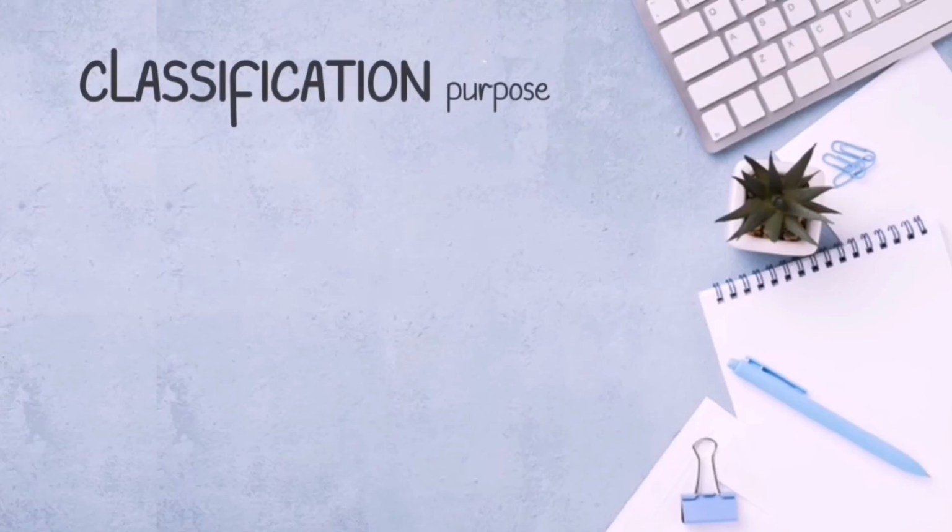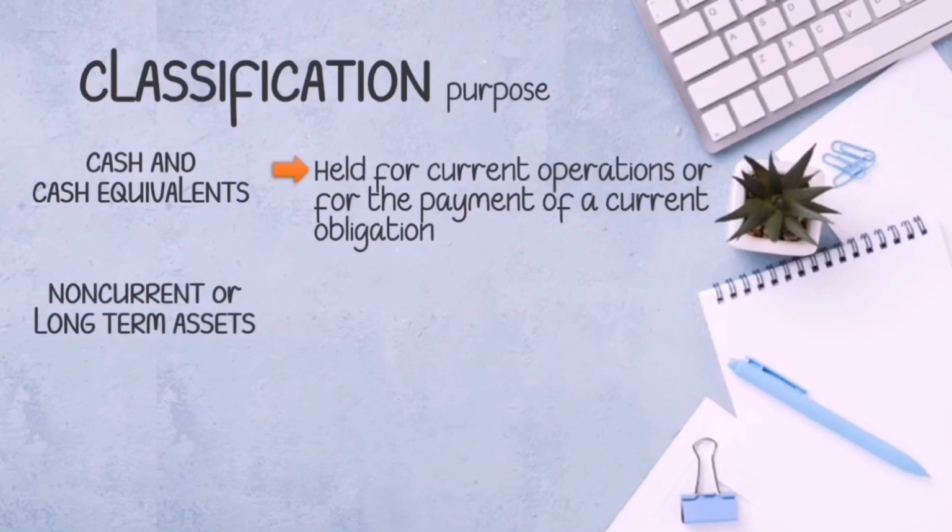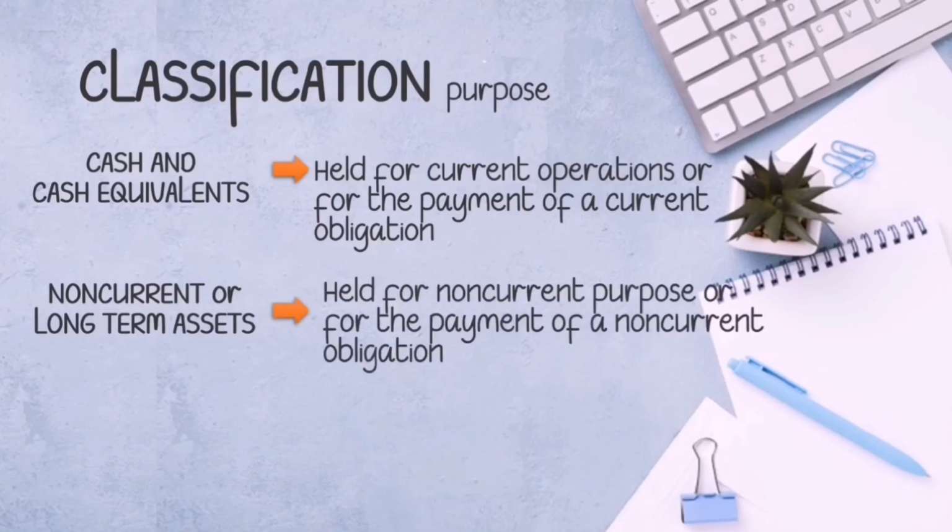So next would be the classification as to purpose. So they are part of the cash and cash equivalents if they are held for current operations for the payment of a current obligation. So discuss a while ago na dapat for current use sila such as payment ng salaries, utilities, taxes, and other current expenses ng business. On the other hand, they are part of the non-current or long-term assets if they are held for non-current purpose or for payment of a non-current obligation. So, lahat ng to is pasok sa discussion kanina.